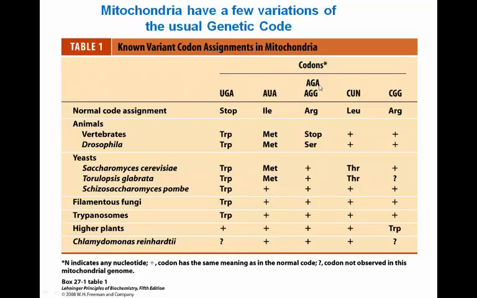AGA, AGG, normally it's arginine. In vertebrates, it's a stop. So we lost a stop here to tryptophan, but we gain a stop here. And then Drosophila, this codes for serine. All of these organisms, their mitochondria, have the normal code assignments. So you can see how this works. So those are minor changes within the genetic code in mitochondria, and that's why I didn't call it the universal genetic code, but it's very, very close.